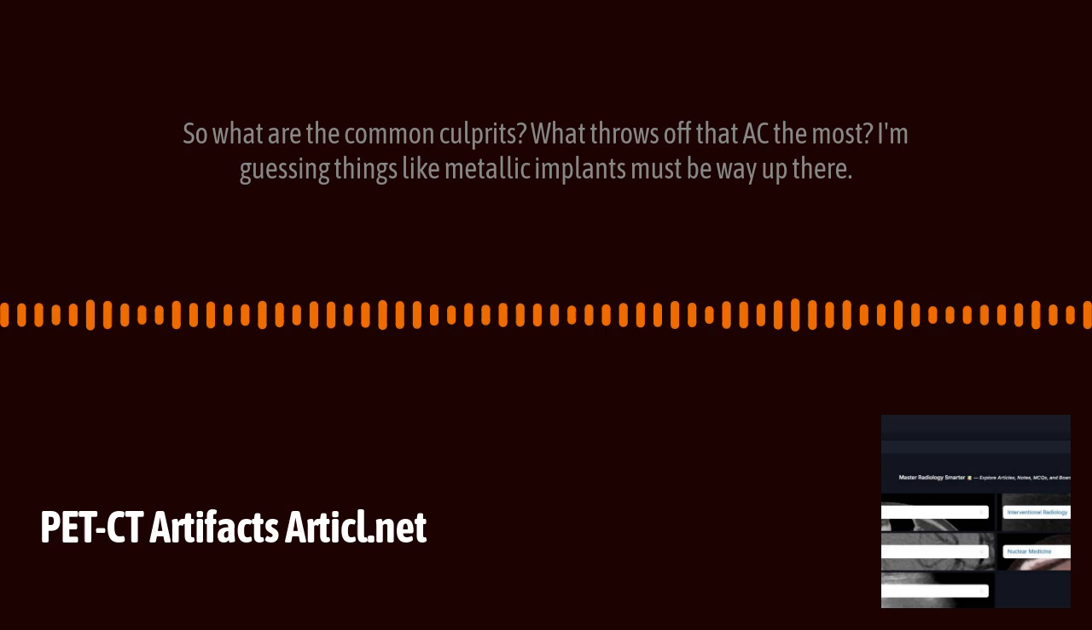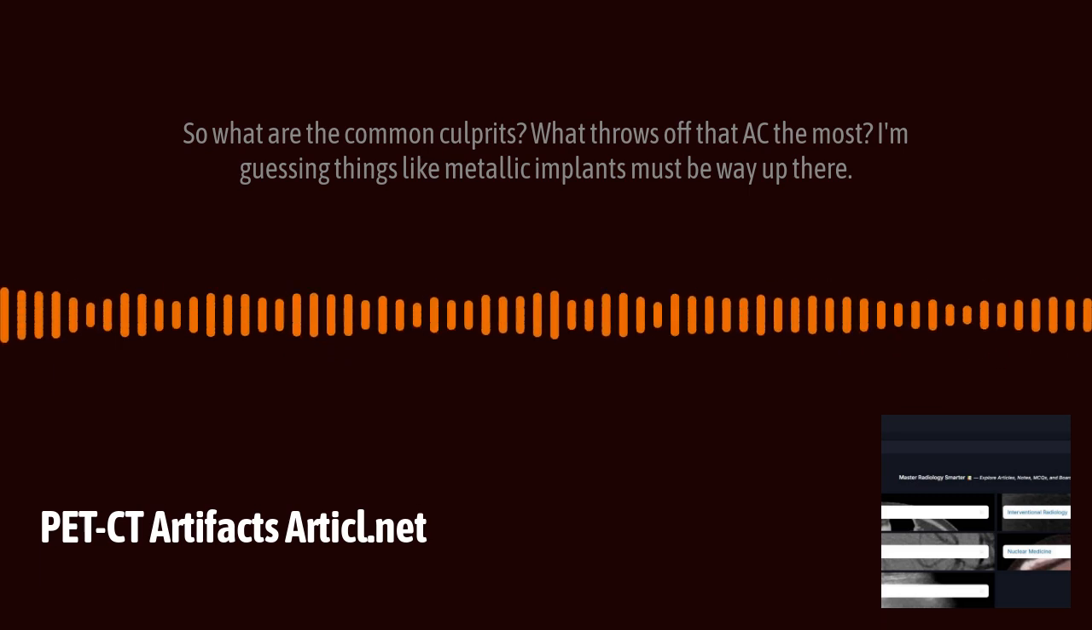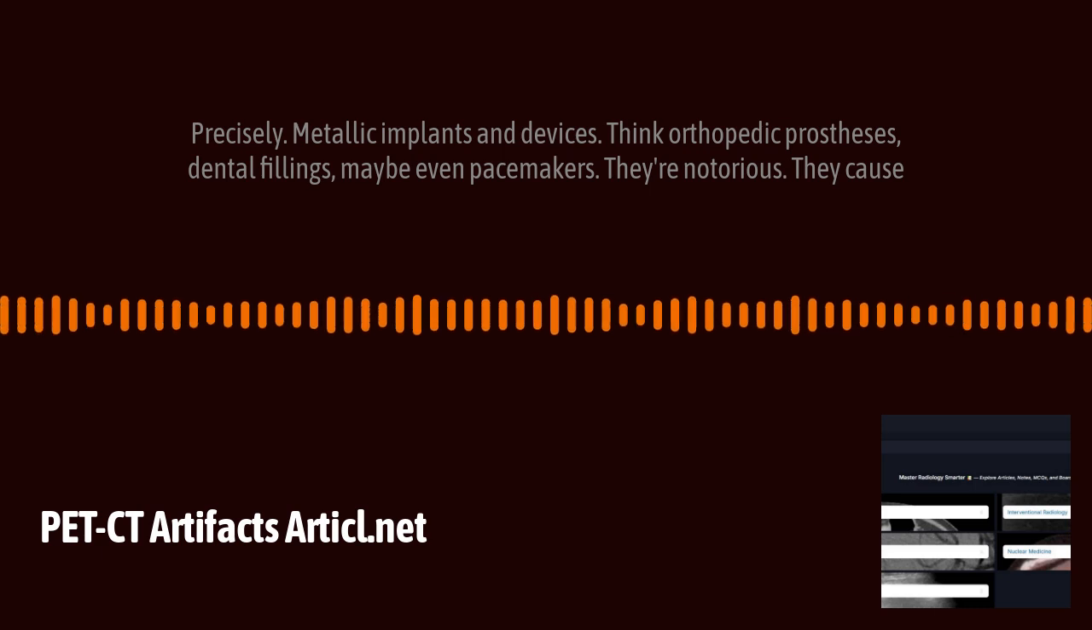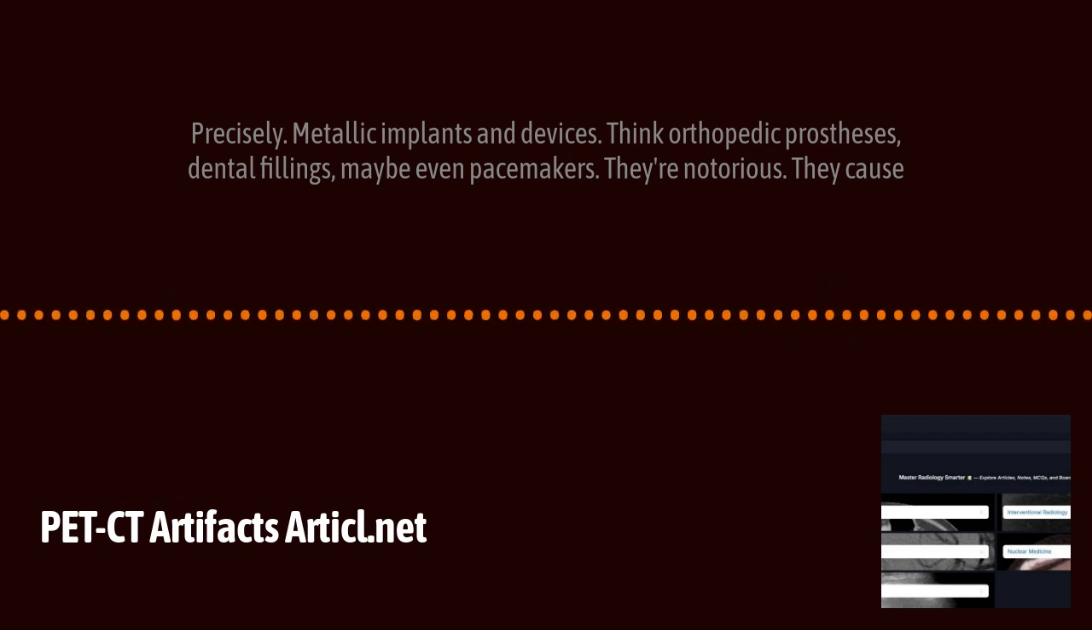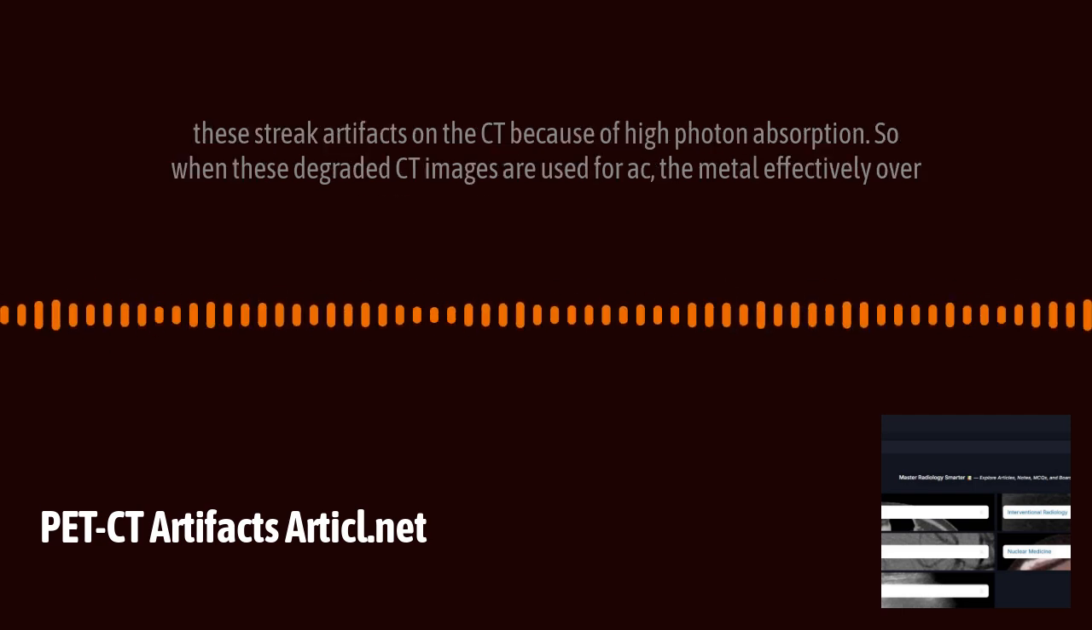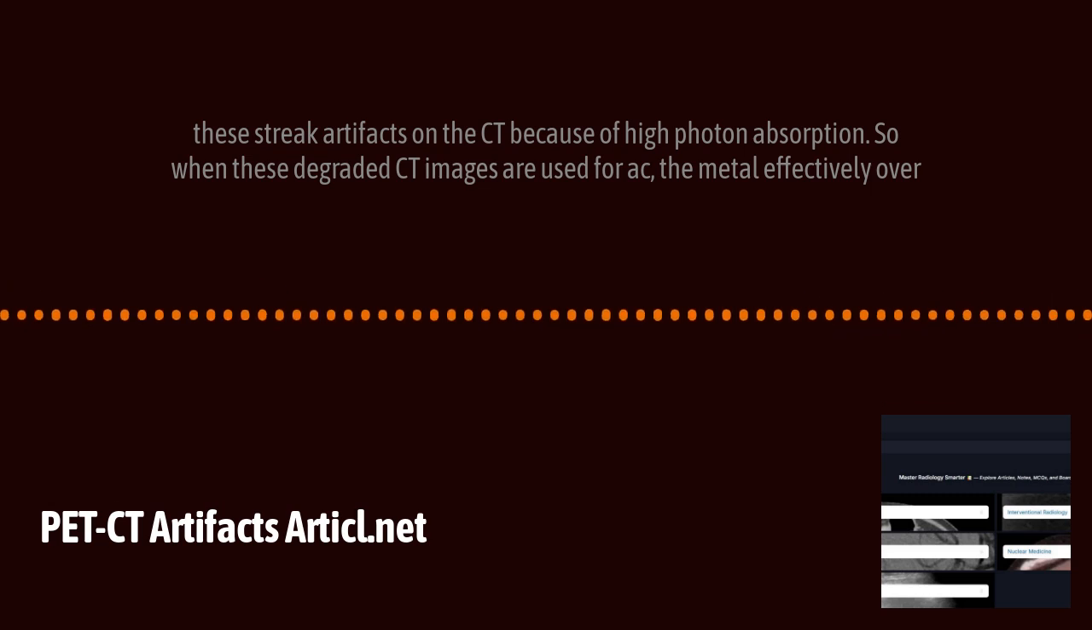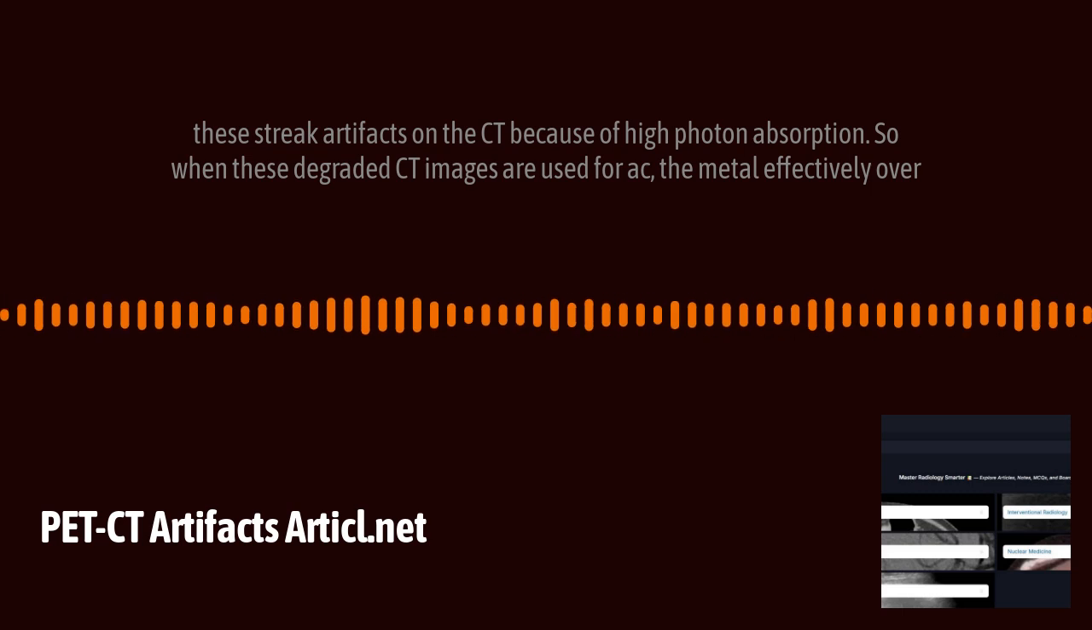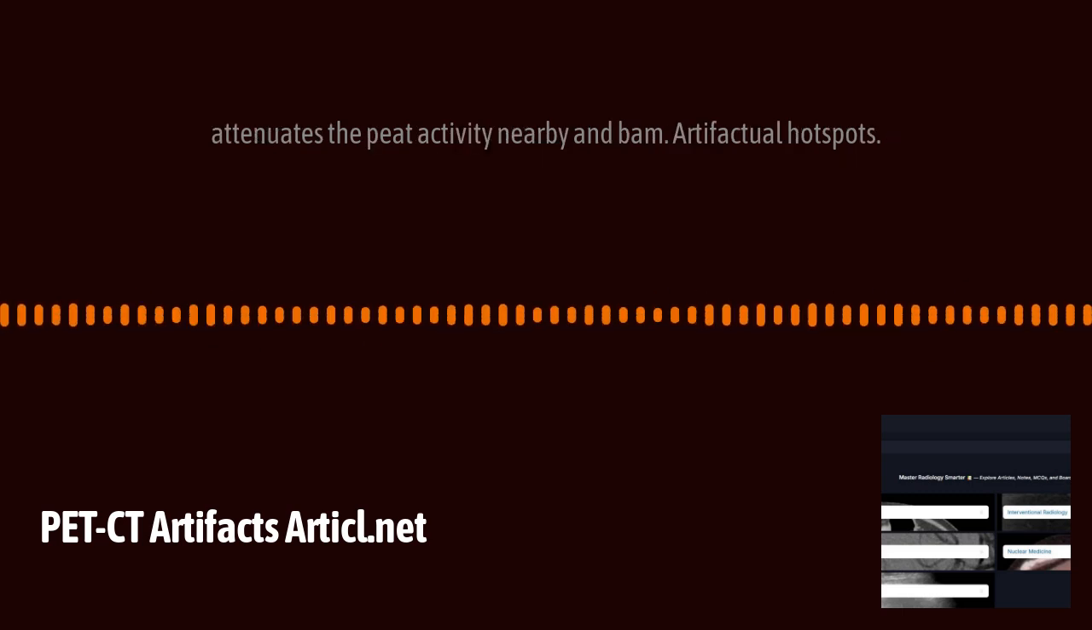So what are the common culprits? What throws off that AC the most? I'm guessing things like metallic implants must be way up there. Precisely. Metallic implants and devices, think orthopedic prostheses, dental fillings, maybe even pacemakers, they're notorious. They cause these streak artifacts on the CT because of high photon absorption. So when these degraded CT images are used for AC, the metal effectively over-attenuates the PET activity nearby.